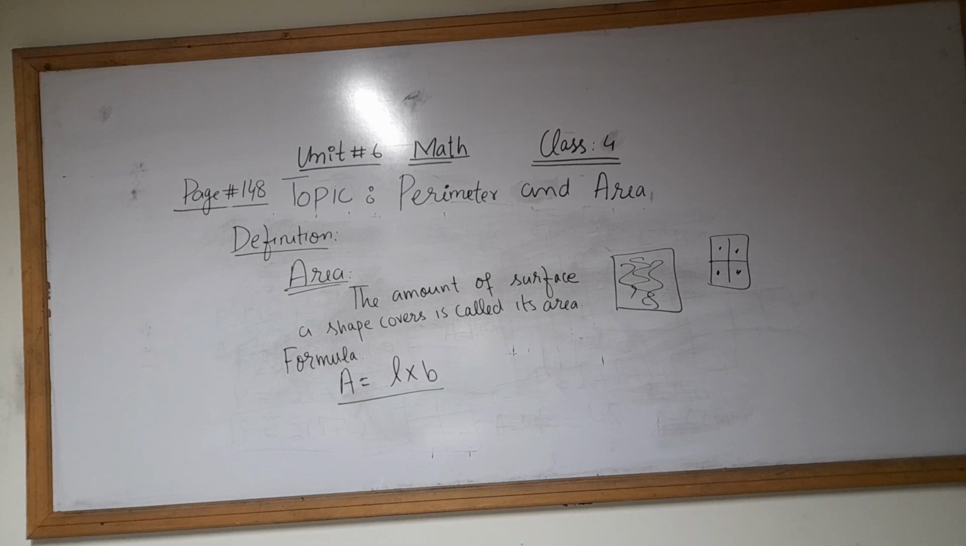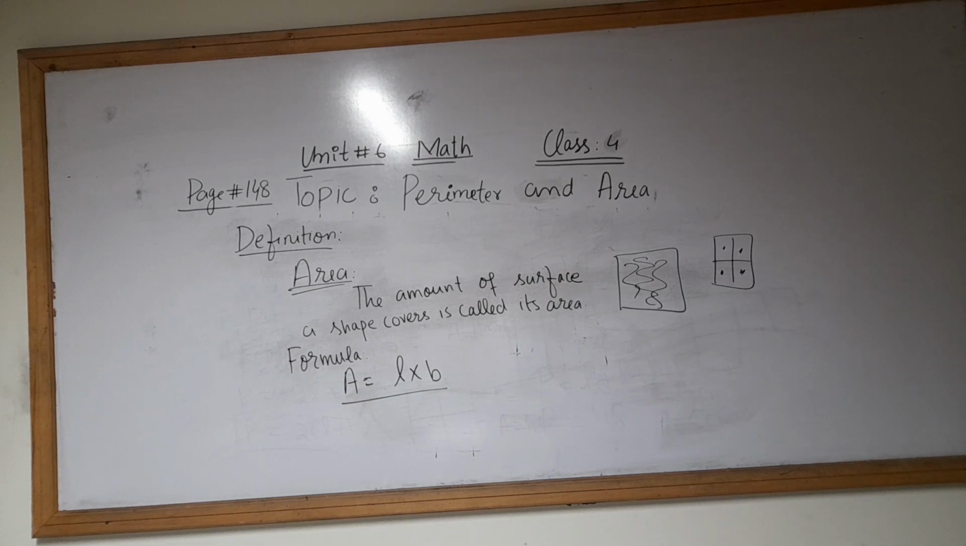In this lesson we have learnt about perimeter and area. What is the perimeter? Perimeter is the boundary of the closed shape. And what is the area? Area is the amount of the surface a shape covers. When we calculate the perimeter and area of different shapes, we have two different formulas for perimeter, for rectangle and for square. And area is equal to length multiplied by breadth.